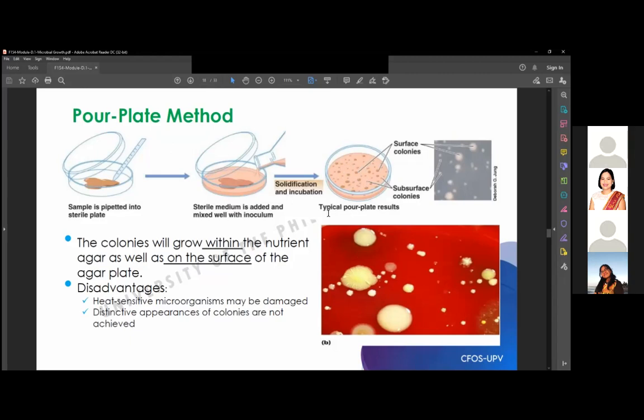Okay, ang disadvantage nito is it might kill heat-sensitive microorganisms, kill or damage. Okay, and it might also distort the distinctive appearance or other structures of colonies, no, na mag-grow doon sa microorganism, especially if that particular colony grow within the nutrient agar. Okay, next slide, please.